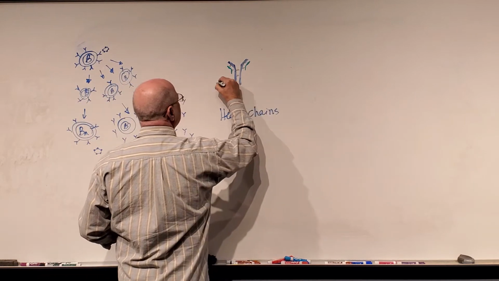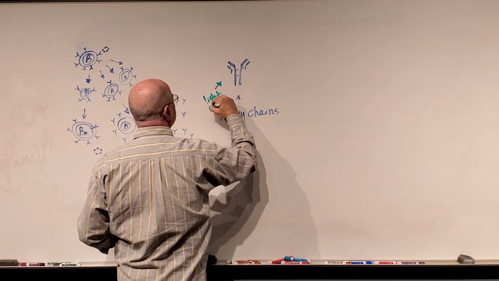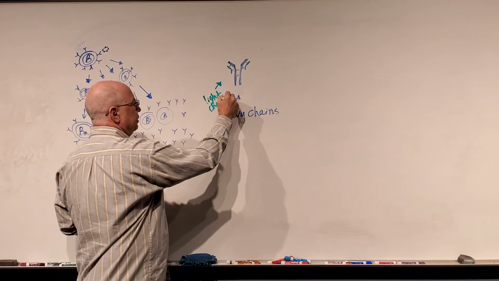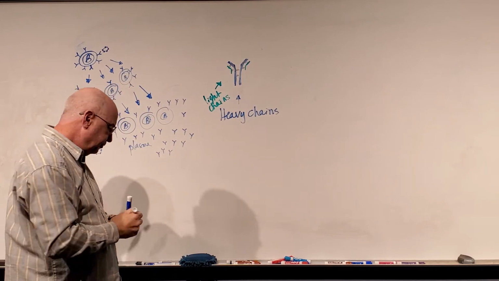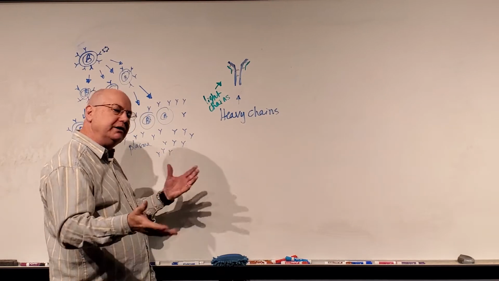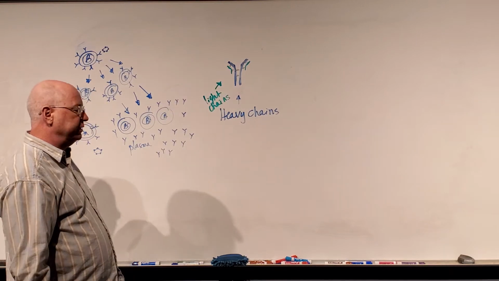The 2 smaller ones are referred to as the light chain proteins because they're much lighter in weight. They're smaller proteins. Now, we're not researchers, so we don't care about the number of kilodaltons and how they weigh. We just know the bigger ones are the heavy chains, the smaller ones are the light chains.